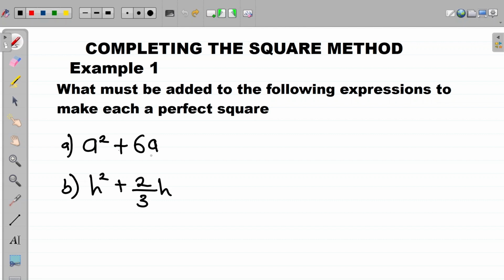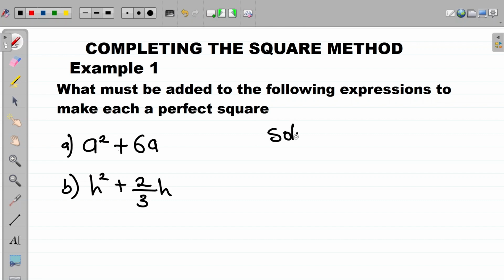But before we dive into the full concept of completing the square, let's first understand the idea of a perfect square, which will be very important in using the method of completing the square. Now, example 1 says, what must be added to the following expressions to make them a perfect square? A is a squared plus 6a, and B is h squared plus 2 divided by 3 multiplied by h.